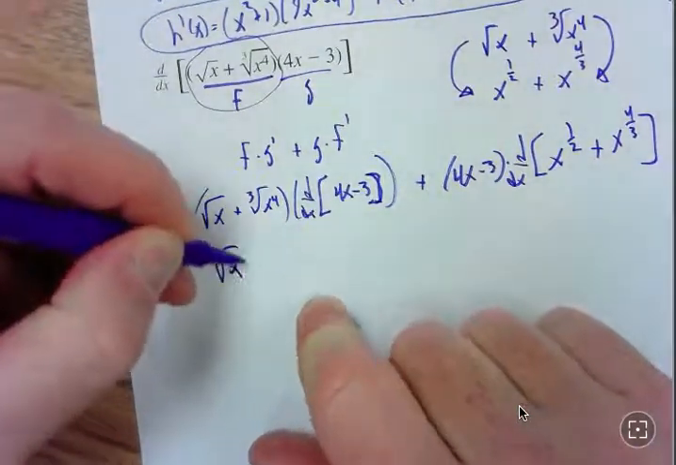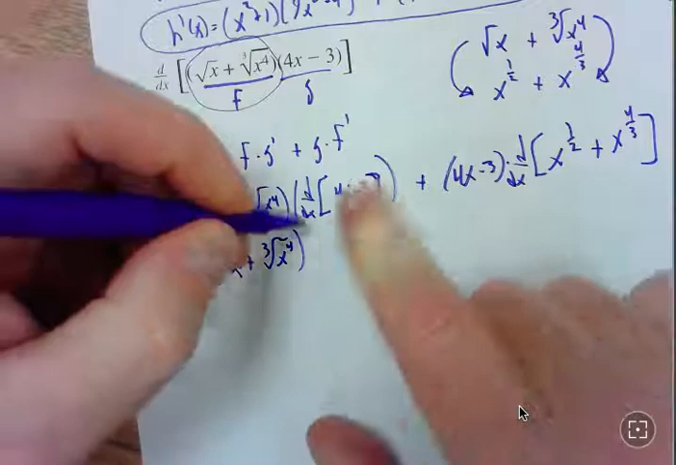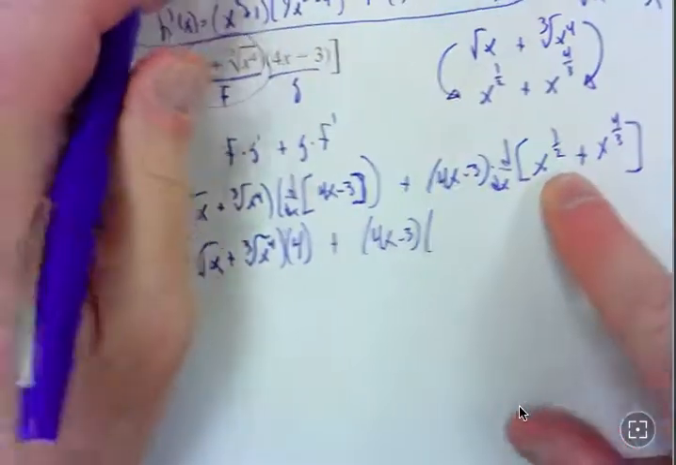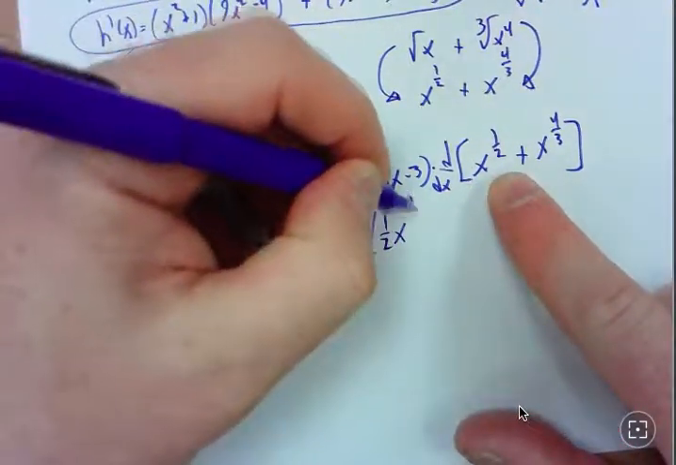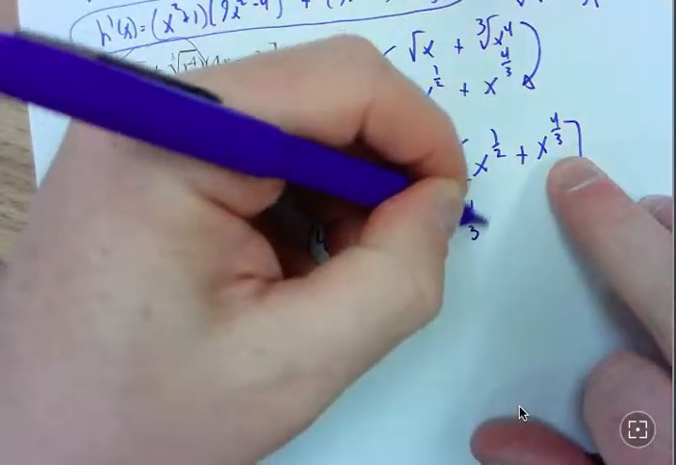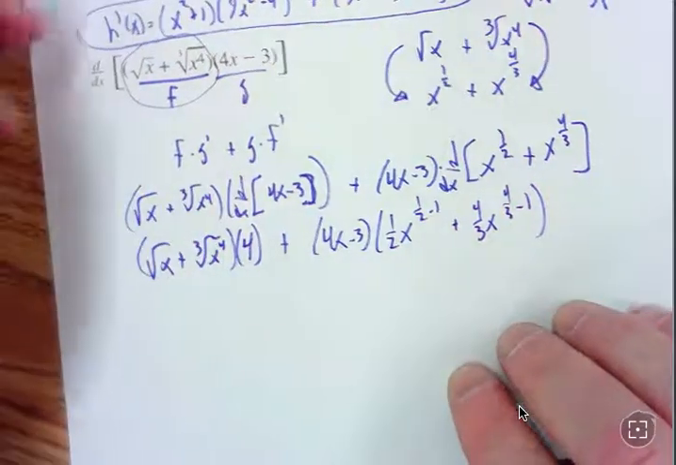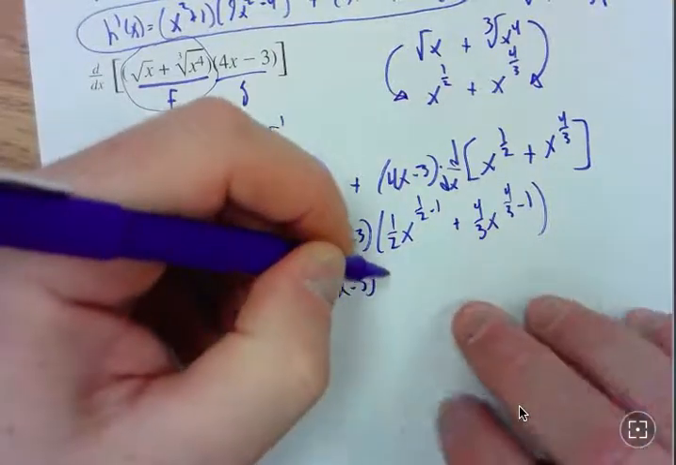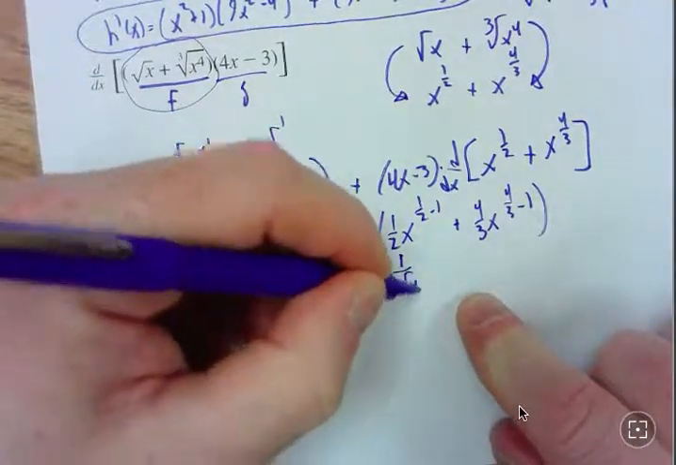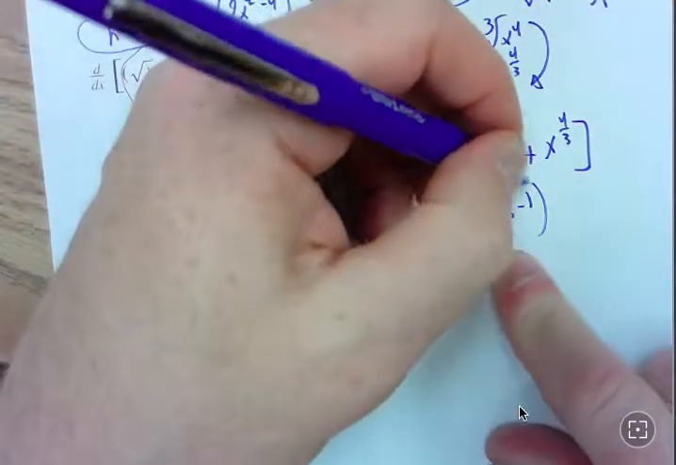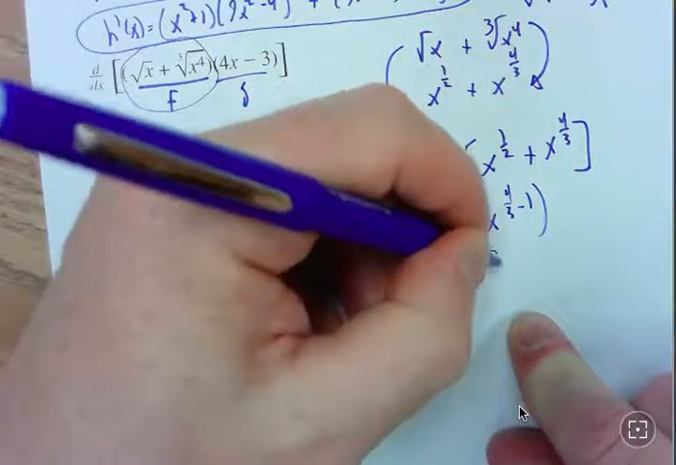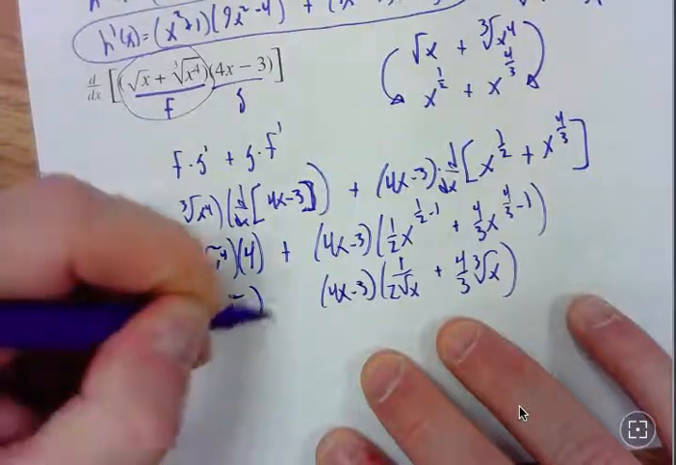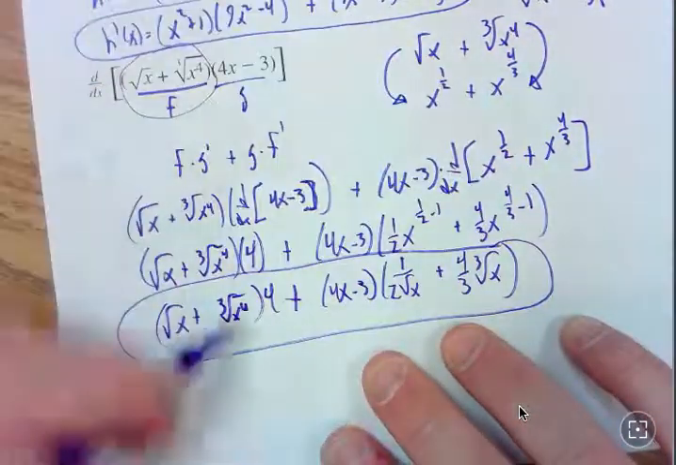So here's first times derivative of second plus second times, okay, this derivative just use the power rule. 1/2 x to the 1/2 minus 1 plus 4/3 x to the 4/3 minus 1. But we should clean that up. This would be 4x minus 3 times, that's 1/2 square root of x plus, okay, 4/3 minus 1 is 1/3, so that's 4/3 the cube root of x, x to the 1/3. So this would be the derivative of this function.